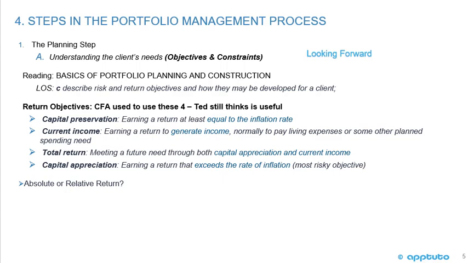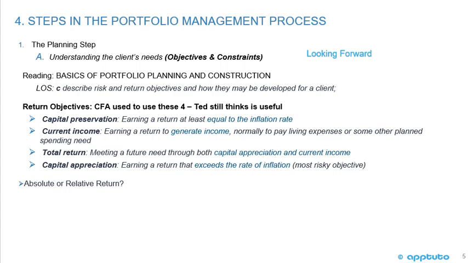Just going to spend a moment here to see how some of the LOS are tied together from reading to reading and linked. So if we look at the planning step, the first step was understanding the client's needs, which is determining the objectives and constraints. So if we move forward to the basics of portfolio planning and construction reading, we see there's an LOS there, which is describe risk and return objectives and how they may be developed for a client. So as you can see, this is very much tied to the planning step and understanding the client's needs.